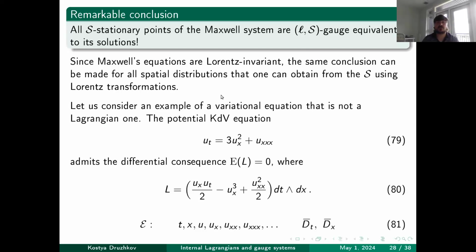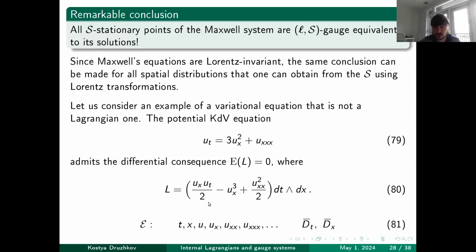Now let us consider another example, an example of a variational equation that is not a Lagrangian one. The potential KdV equation is not a Lagrange equation for some variational problem, but it admits some differential consequence such that this differential consequence is just the Euler-Lagrange equation for some Lagrangian. That is why this equation is still variational. The corresponding internal Lagrangian is non-trivial. This is why I call this equation variational, because it possesses a non-trivial internal Lagrangian. But this is not a Lagrangian equation itself.